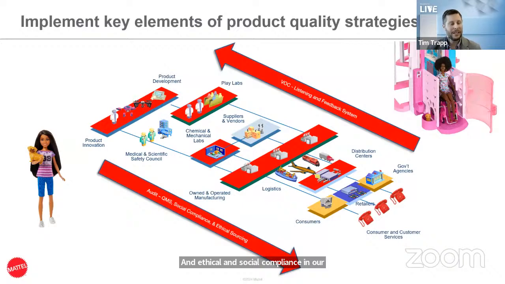Long story short, again, this is a system of how we're ensuring quality throughout everything we do at Mattel, from when we come up with the idea to when we develop it, manufacture it, sell it to consumers, and then feeding all that information back in so that we can either take corrective action or make improvements for the future.